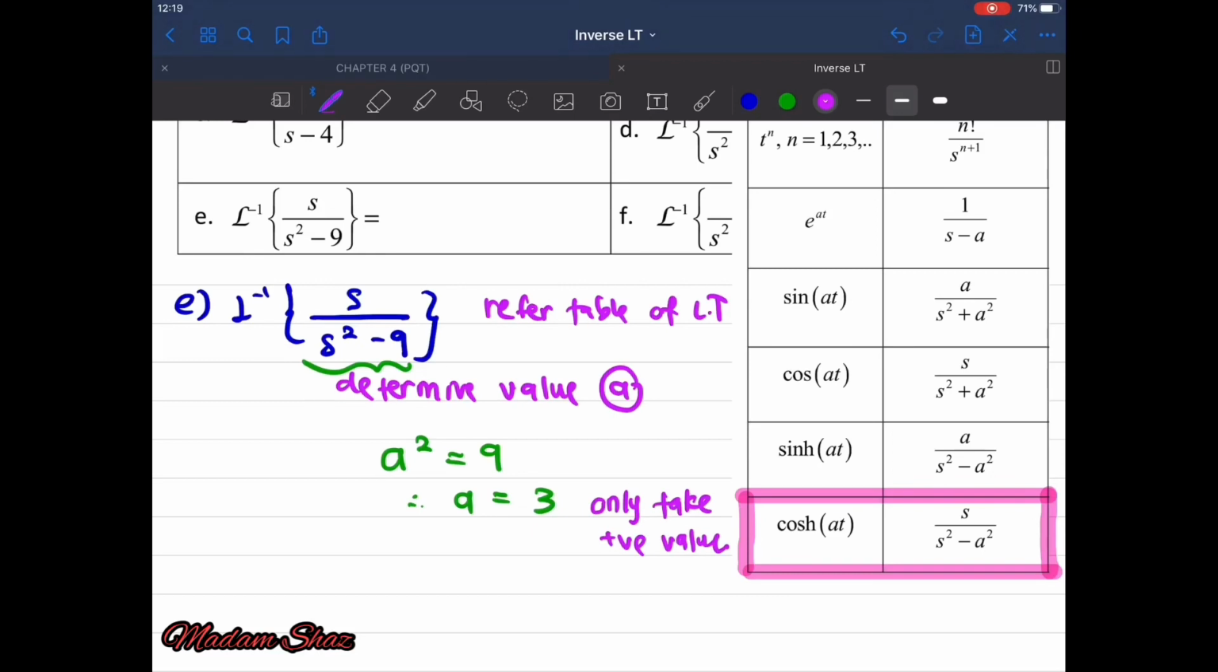So therefore, we can write the answer: cosh at, hyperbolic cos of at. So therefore, Laplace inverse of s over s square minus 9 will become hyperbolic cos of 3t.